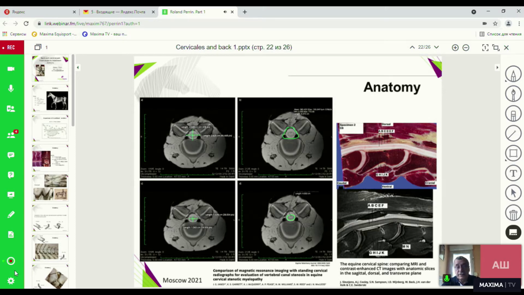Because it's important, because you have Wobbler syndrome. Wobbler syndrome is, in fact, the compression of the spinal cord in the vertebral canal.